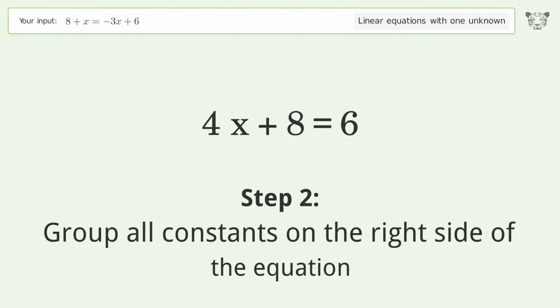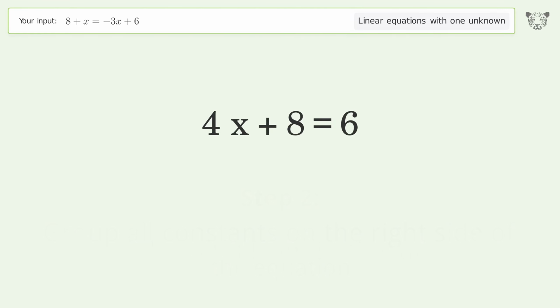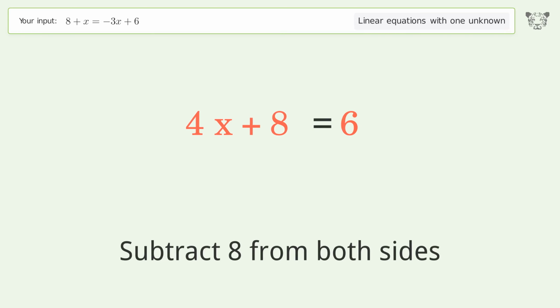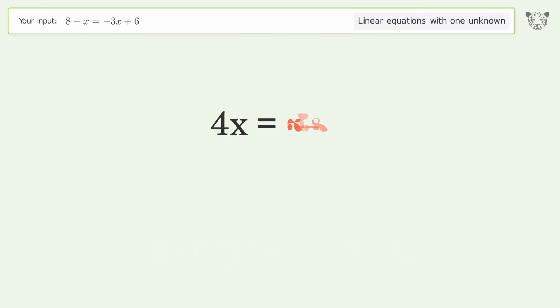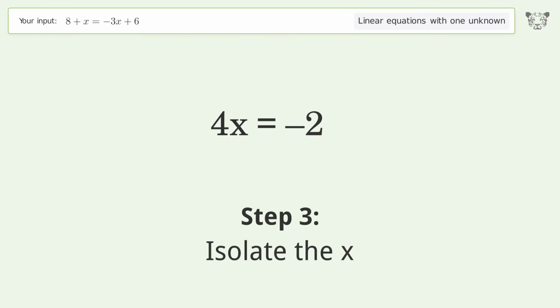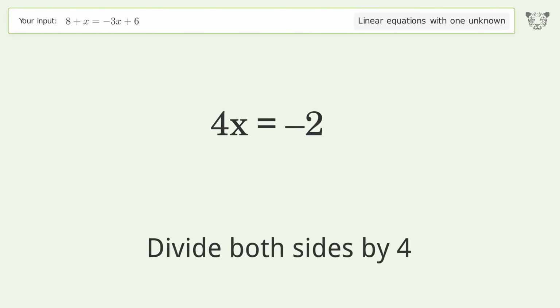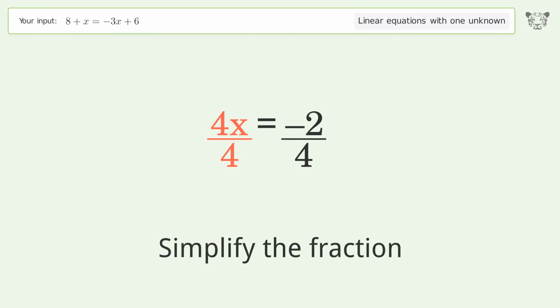Group all constants on the right side of the equation. Subtract 8 from both sides. Simplify the arithmetic. Isolate the x. Divide both sides by 4. Simplify the fraction.